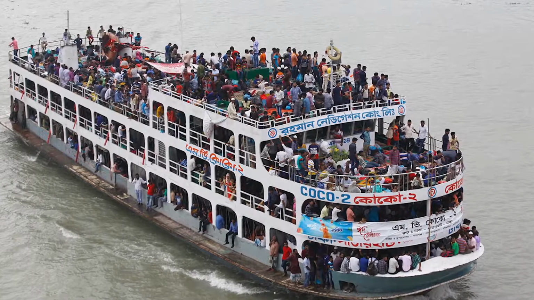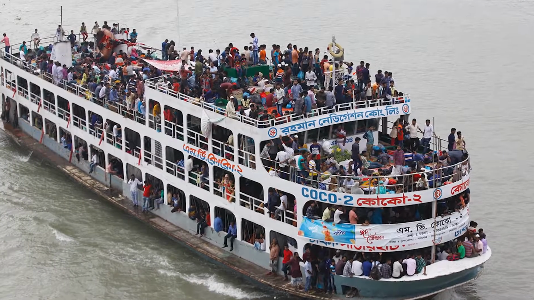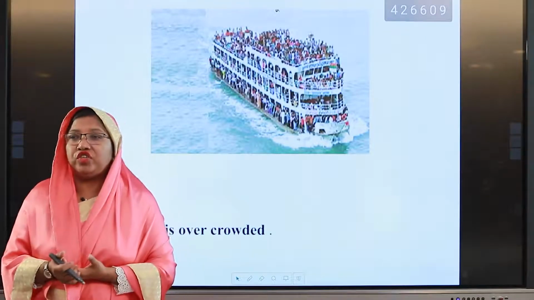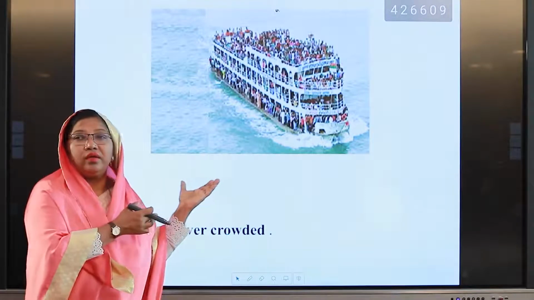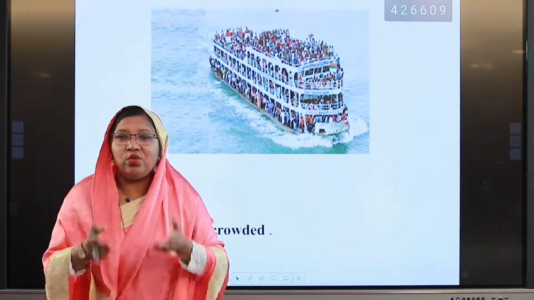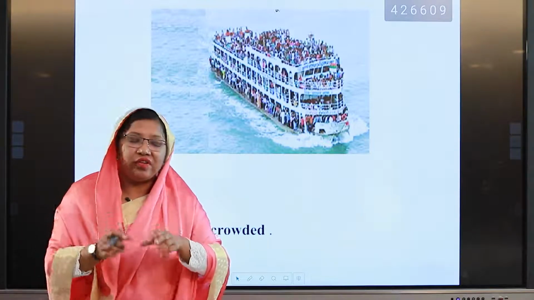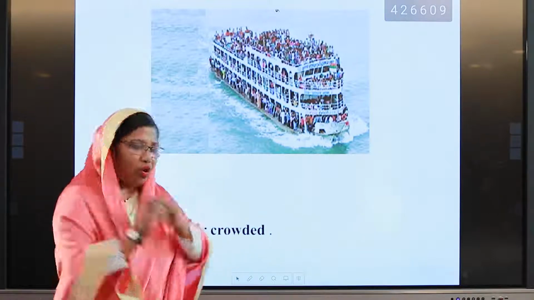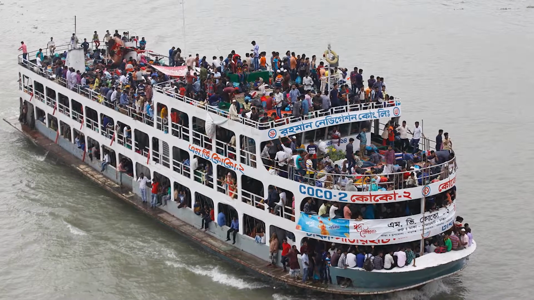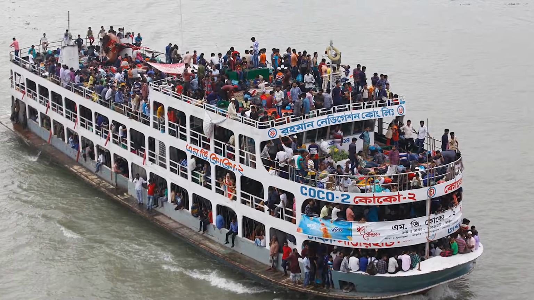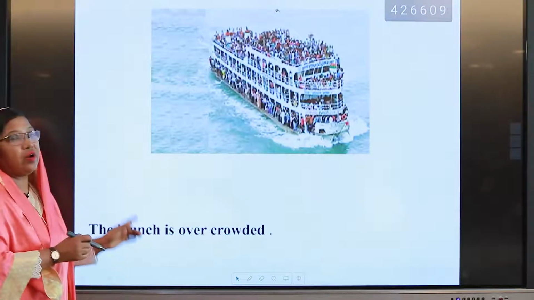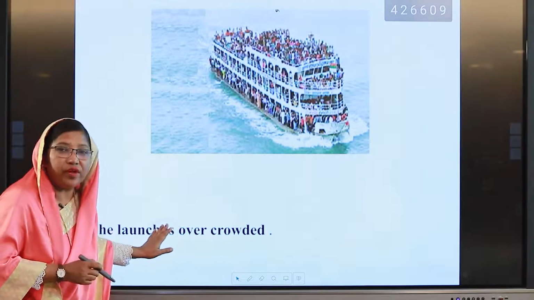Okay. Look at the picture. This picture is a common scenario in our country. When it is the time for Eid festival especially, we can see this scenario. If you are in Dhaka city, you can see on the screen of television, and when outside you also can see this scenario. Now, using this scenario, you have to make a sentence. Which connectors go here? Okay, the launch is overcrowded. Here I have a clue for you.